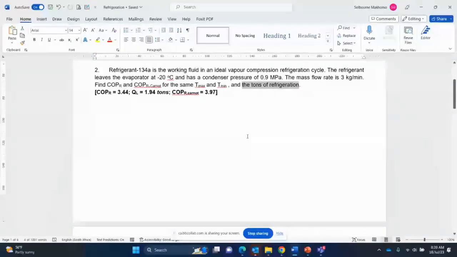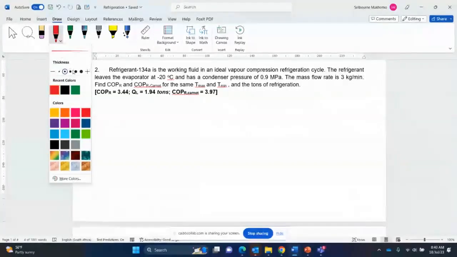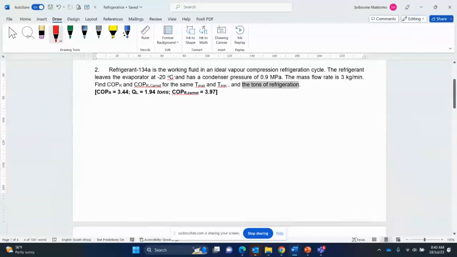We have to draw a TS diagram. Now in the exam, I will expect for all the questions, we have to draw a sketch. The sketch is going to show me whether you understand the question or not. If you don't have a sketch and your answer is wrong, I won't know whether you understand or not. So if you have a sketch, you might score a mark or 2 for the correct sketch. So in this case, I'm going to draw a TS diagram of an ideal vapor compression system.